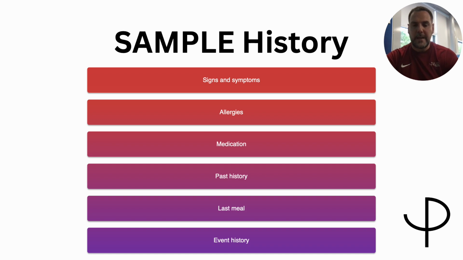Does the casualty have any allergies? Do they have any medication? Do they have a past history? So do they have chest pain and they've maybe had angina or something like that in the past? Their last meal or the last oral intake, and the event history, so what led to them needing your assistance as a first aider.